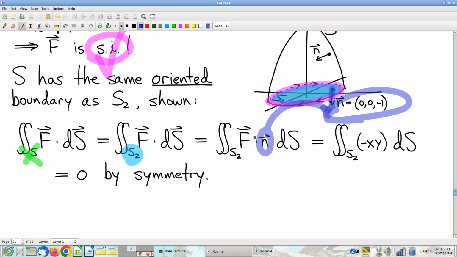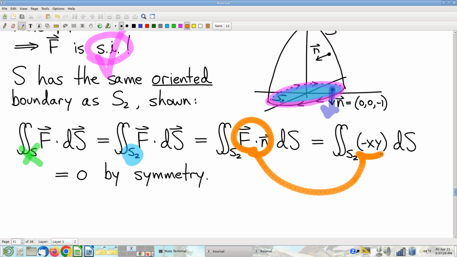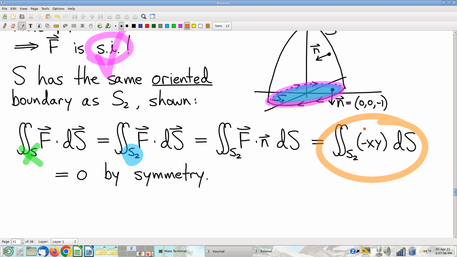And in total, then the dot product is, let's see, how I'll do this in orange. This dot product ends up being just minus xy, and this is now a scalar surface integral. It's a scalar surface integral on a symmetric region. This integrand is odd, as it turns out, in reflection over that line, and this integral is equal to 0 by symmetry.